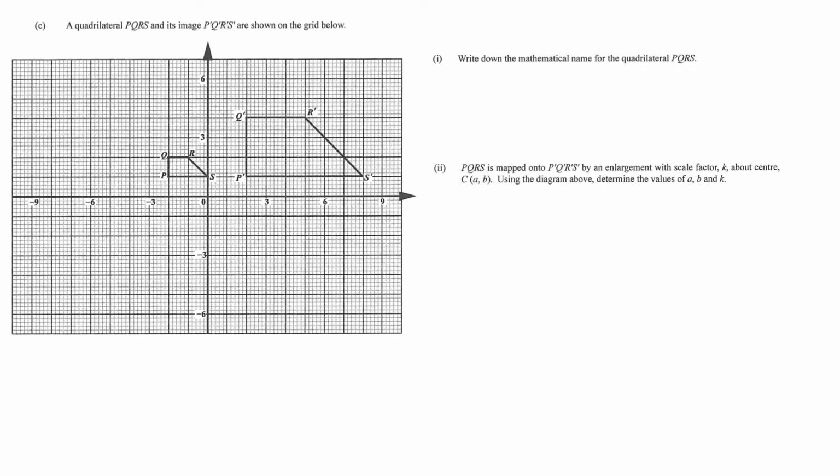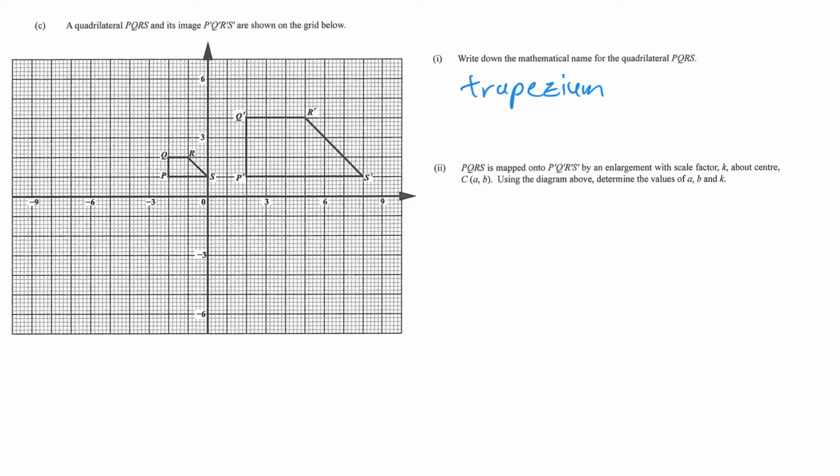In part C, we have two quadrilaterals, PQRS and its image P'Q'R'S', shown on the grid below. Part 1 says, write down the mathematical name for the quadrilateral PQRS. Since QR and PS are parallel, we say that this is a trapezium. In the United States or in Canada, this shape is called a trapezoid.